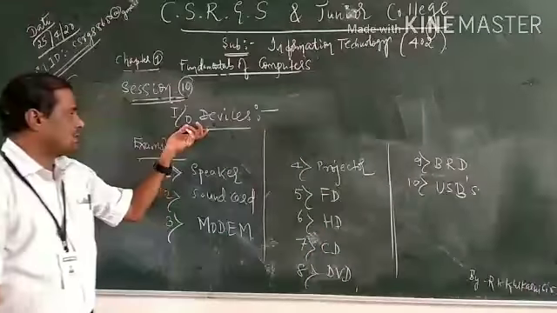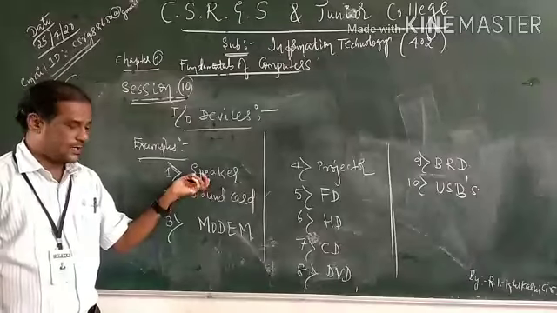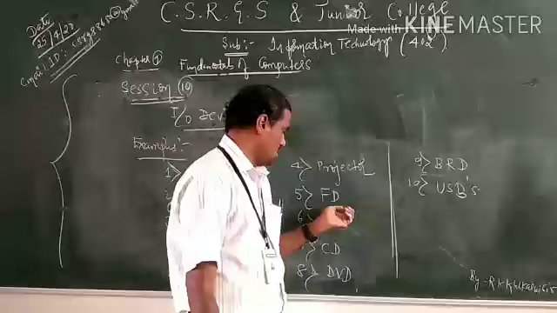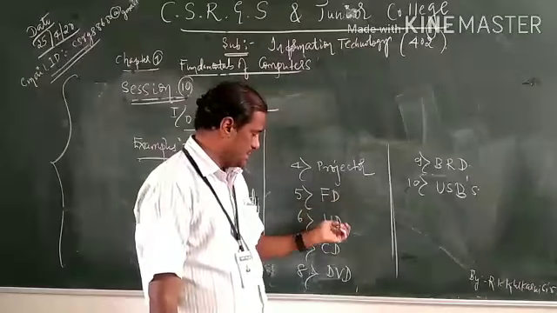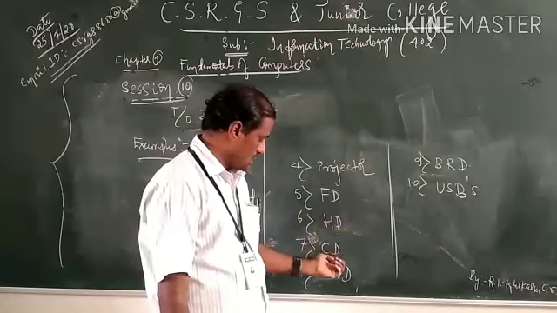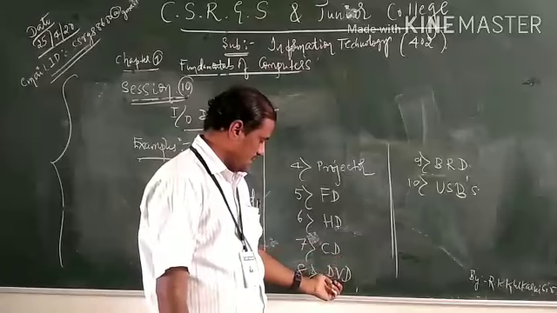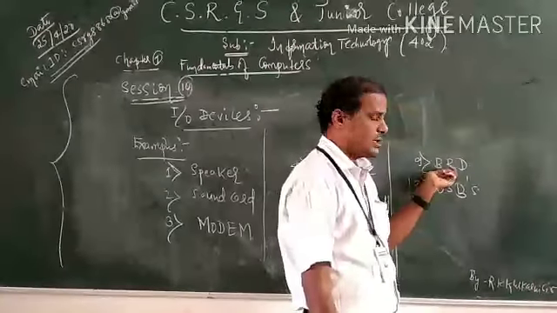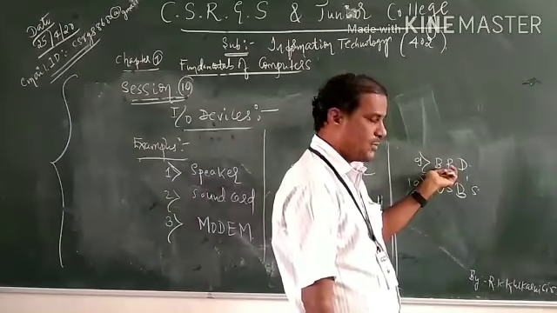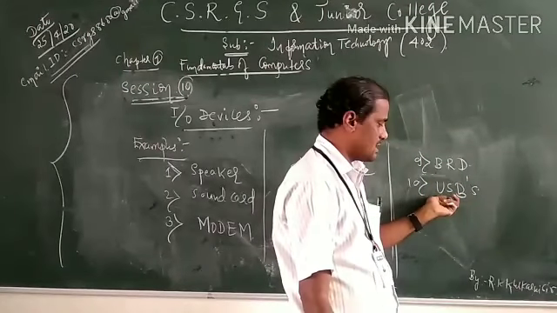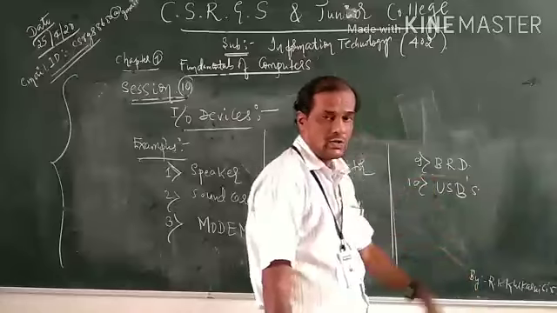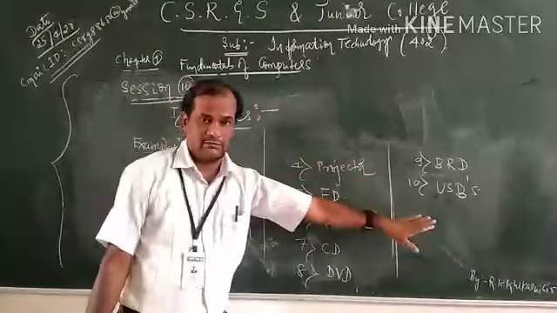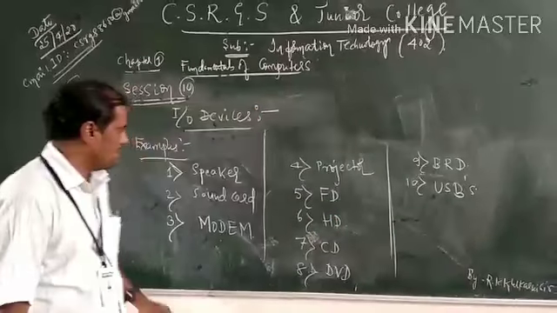As I am telling, I/O device examples: first one is speaker, second one sound card, third one is modem, fourth one is projector. Fifth one is FD, floppy disk, sixth one is hard disk or HD, seventh one is CD or compact disk, eighth one is DVD or digital versatile disk. Ninth one is Blu-ray disk or BRD, tenth one is USB. It may be called even pen drives also. These are the examples. Many examples are there. Among those I have given a few here.